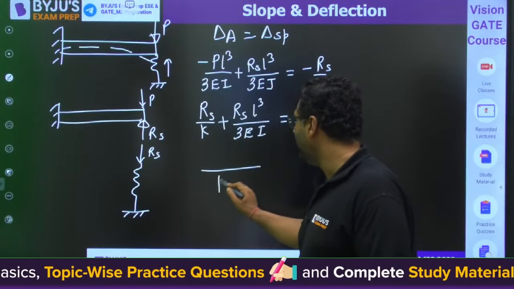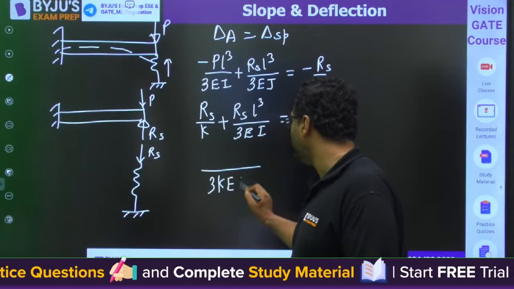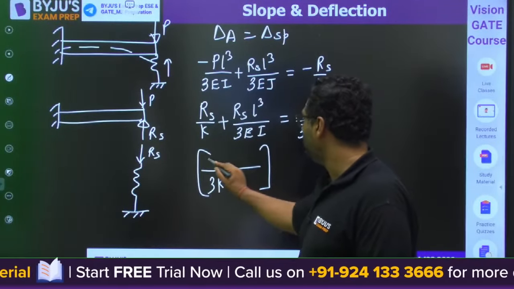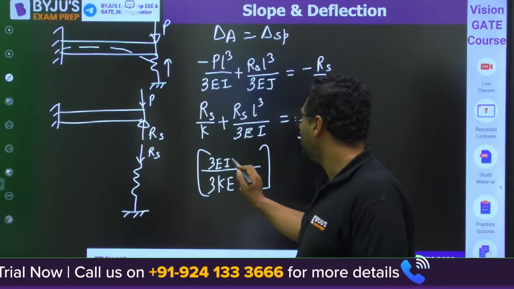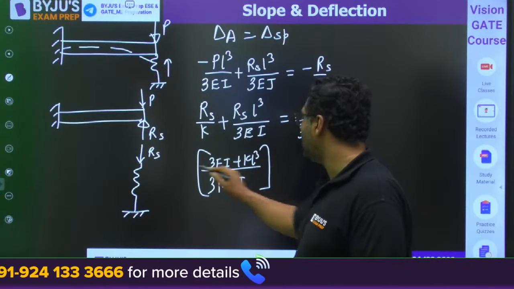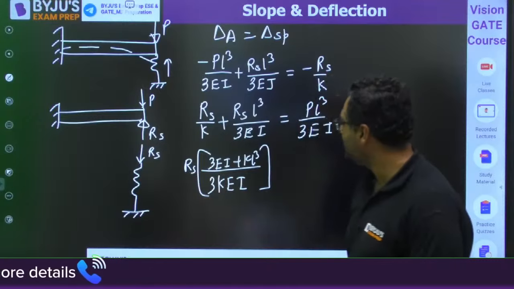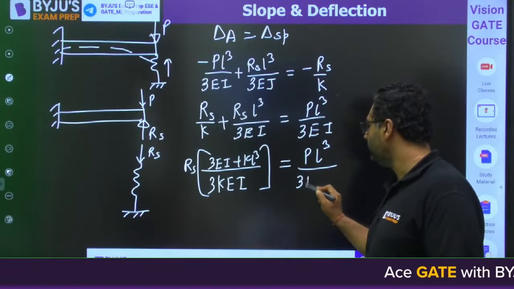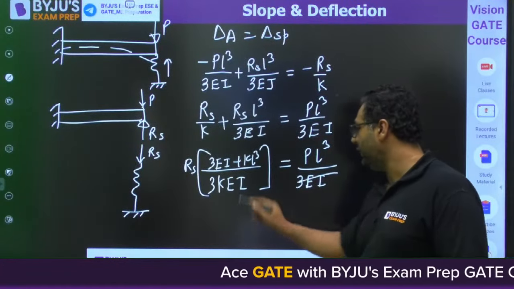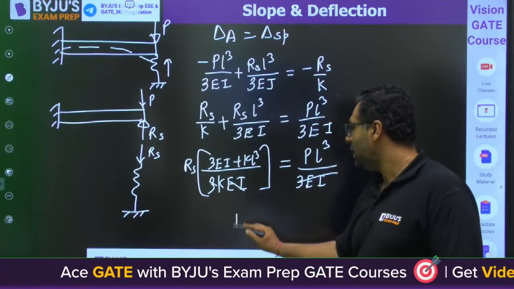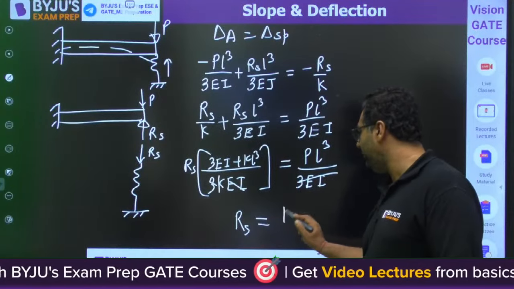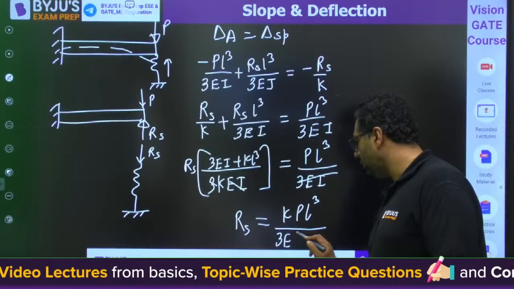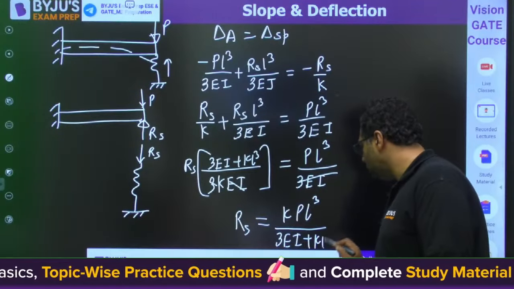You will have 3EI common. Here it will be 3EI plus KL cube, RS. This is the LCM, PL cube upon 3EI. 3EI will get cancelled out. RS will come out to be KPL cube upon 3EI plus KL cube.